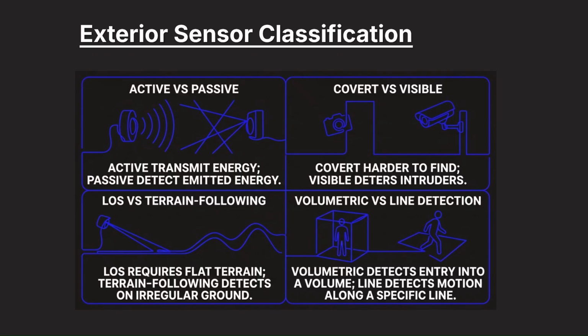Covered sensors remain hidden, while visible systems act as deterrents. Detection methods include line detection, which monitors a specific path, and volumetric detection, which covers a defined area. Terrain also plays a role. Terrain-following systems adapt to uneven surfaces for consistent coverage.